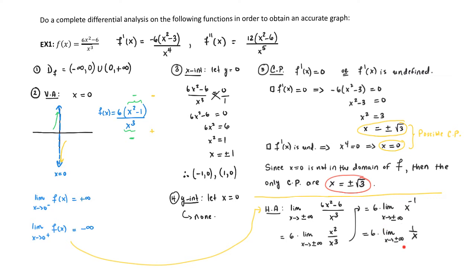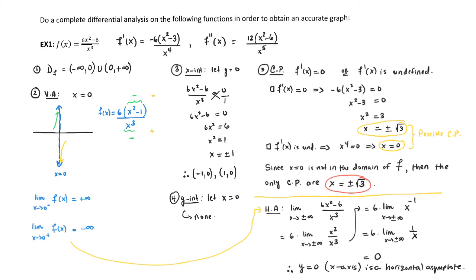And I want you to notice that now when you consider this limit as x goes to positive or negative infinity of 1 over x, if x is getting very, very large, positive or negative, then 1 over something very, very large is very, very small. So 1 over x is going to be approaching 0. So that means that we're going to have 6 times 0, and that's going to be 0. So our conclusion is that the line y equals 0, in other words, the x-axis, is a horizontal asymptote.